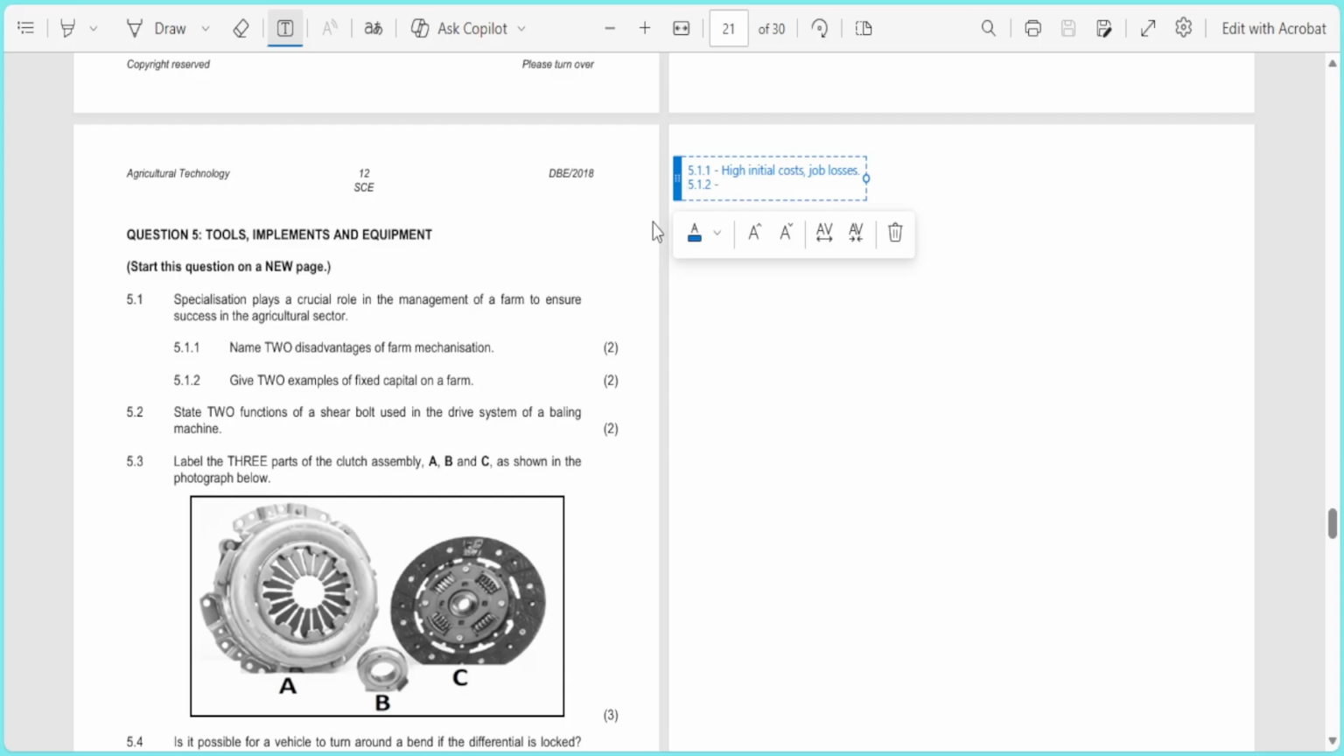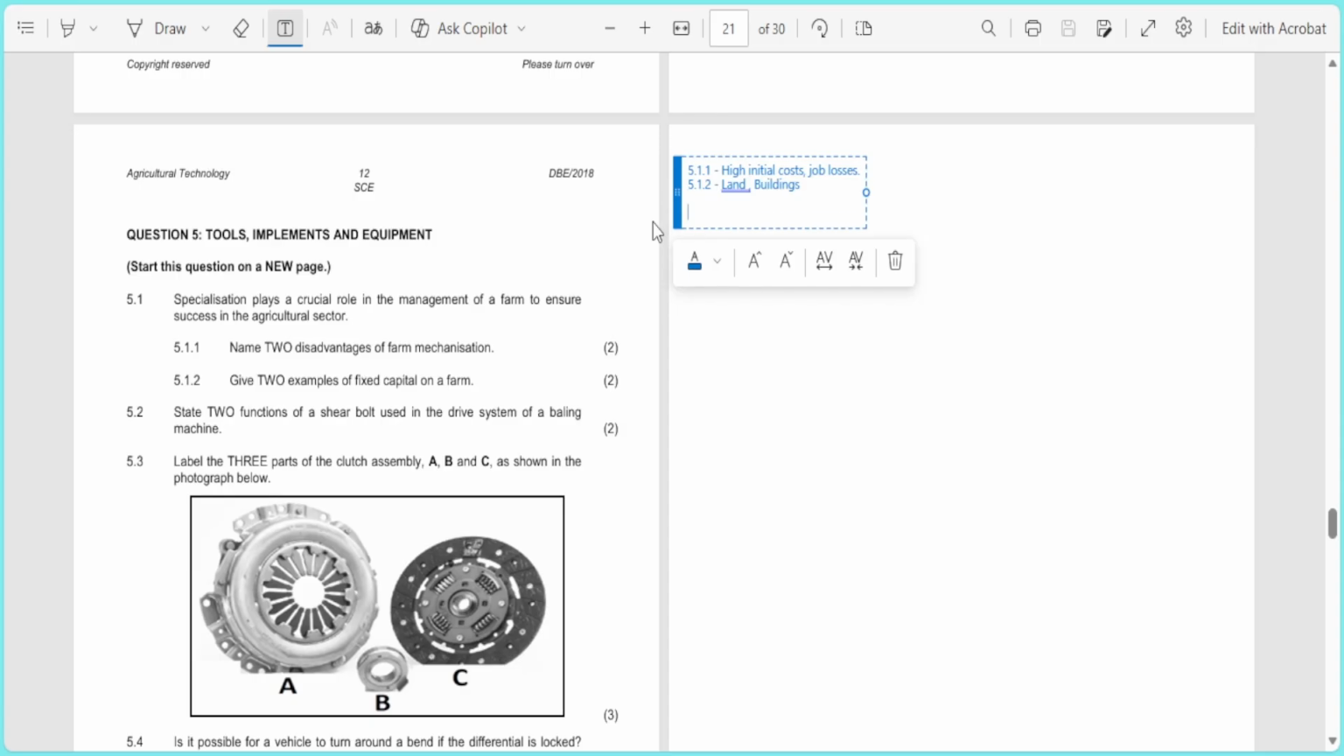Okay, so two examples of fixed capital can be the land on which you are farming. It's a form of capital. Buildings. Those are the two examples of fixed capital on the farm.